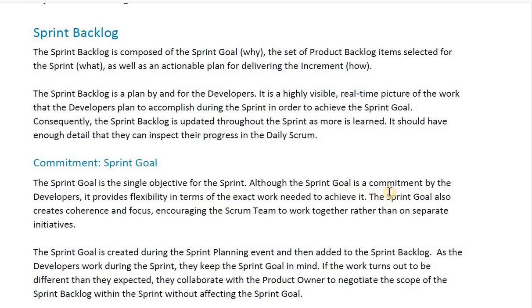Although the sprint goal is a commitment by the developers, a question can be asked: who is going to give the commitment for the sprint goal? The answer will be the developers. It provides flexibility in terms of the exact work needed to achieve it.